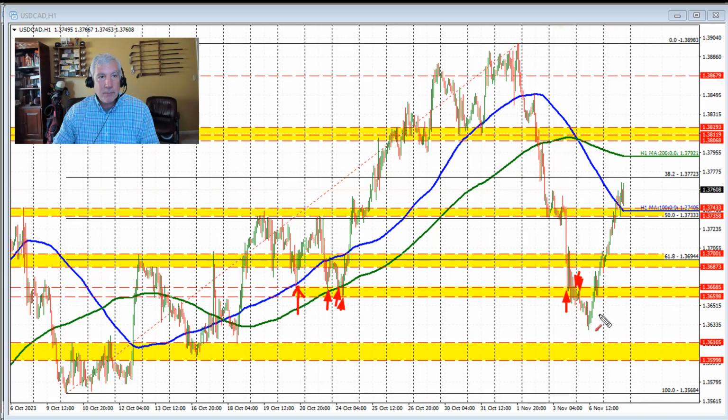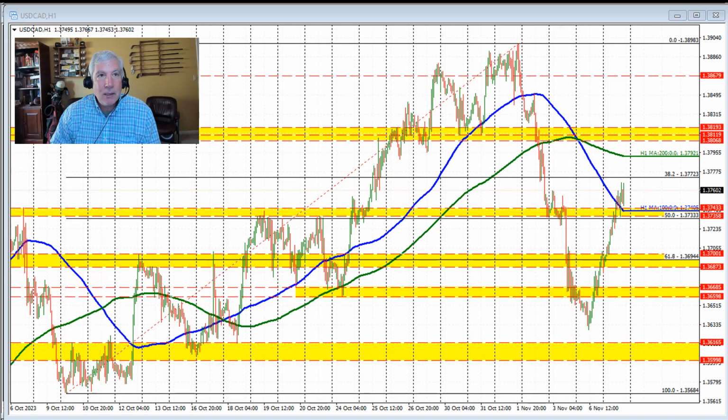Started to rotate back to the upside when we got back above this swing area here and retested the low of that swing area, 136.598. That was a clue to move the price higher into the close. And in trading here today, we're seeing additional momentum to the upside.